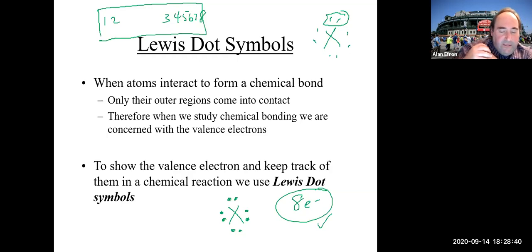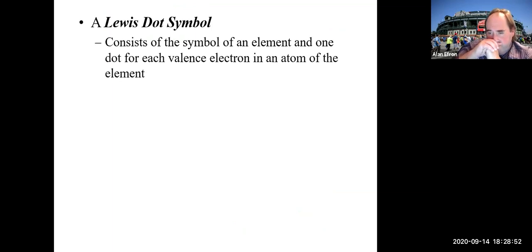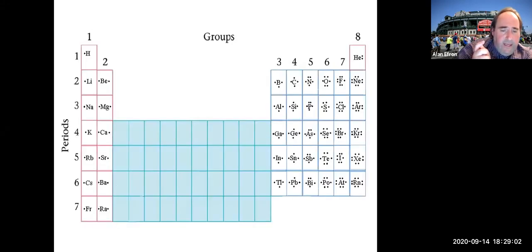Each of these dots represents a valence electron, not the total number of electrons that are there. So remember that the valence electrons are the outermost electrons and the ones that are involved in bonding. So we can use a Lewis dot symbol, which basically consists of the symbol plus a dot for each of the valence electrons. And here's an example of all those things. So you can see everybody in group 1 has 1 dot, representing 1 valence electron. Everybody in group 2 has 2 dots for its 2 valence electrons. And then continuing on here, 3, 4, 5, 6, 7, and 8.